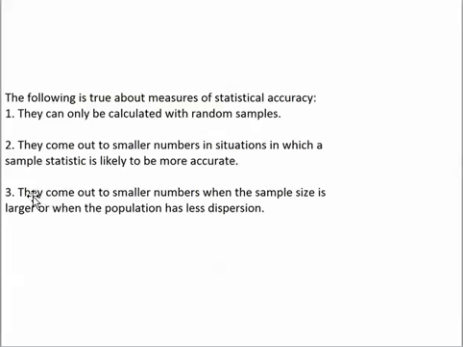And the third point is that the measures of accuracy, the standard error and the margin of error, come out to smaller numbers when either you're using a bigger sample size or when the population you're sampling from has less dispersion. That's because in these two situations, the sample statistic is likely to be more accurate or more on target. The sample statistic is likely to be closer to the population statistic in these two situations.